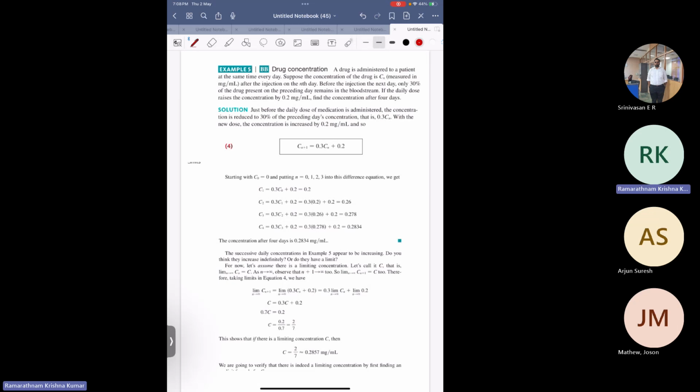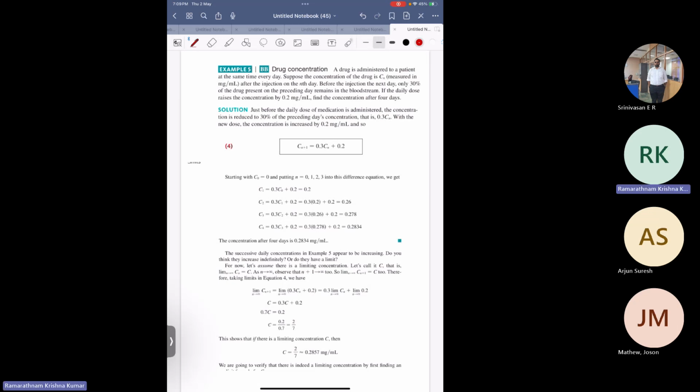So a drug is administered to a patient at the same time every day. Suppose the concentration of the drug is Cn after the injection on the nth day. Before the injection the next day, only 30% of the drug present on the preceding day remains in the bloodstream. If the daily dose raises the concentration by 0.2 mg per ml, find the concentration after 4 days. You can find the concentration after n days. That's not a problem.